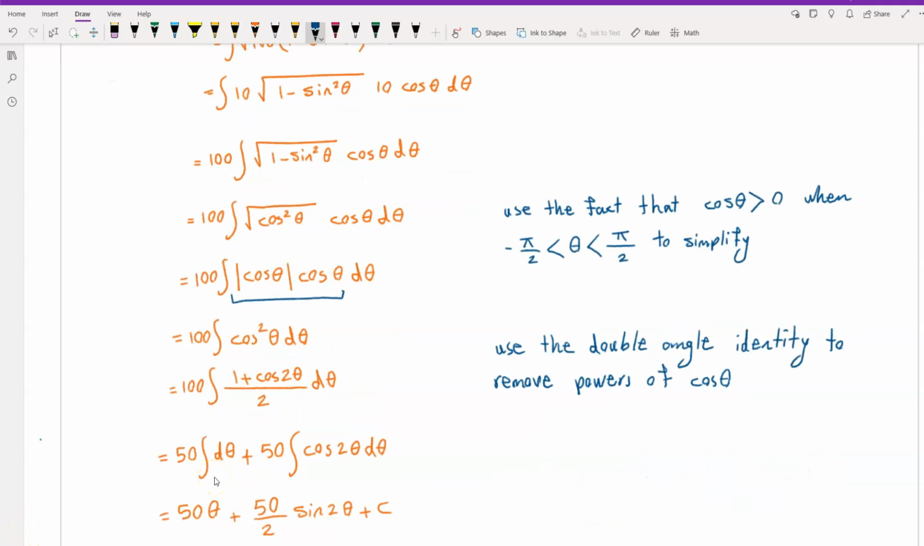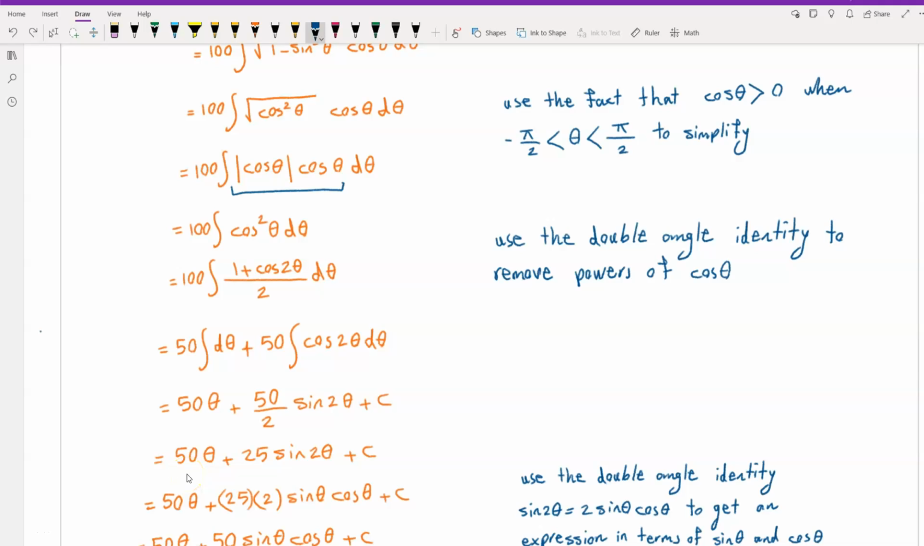And then I simplified this part, so 100 divided by 2 is 50, multiplied by integral 1 times d theta, then plus, again, 100 divided by 2 is 50 times integral cosine 2 theta times d theta. Now integrate, so we have 50 times theta plus 50 divided by 2 times sine 2 theta plus c. So c is constant. Then next step, I simplified 50 divided by 2.